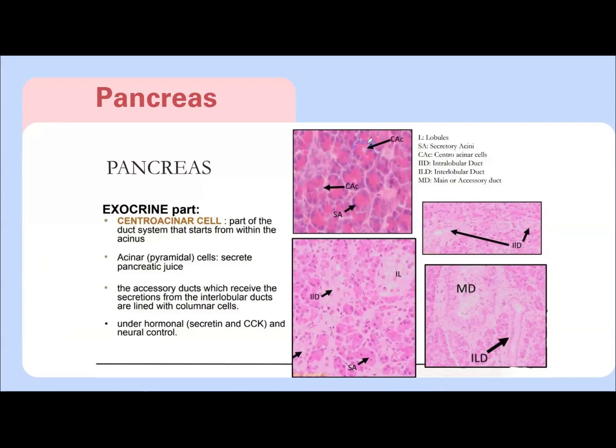What is the name of these cells? They are the secretory acini, SA. Okay, so secretory acini will surround the pink matter, which will surround the white area, which is the centroacinar cell. Okay, that's how you know you're in the exocrine gland. Now, how do you know you're in the pancreas? You will have islets of Langerhans. That is the main differentiation for you to know that you're in the pancreas. Acinar or pyramidal cells secrete pancreatic juice. That's all you need to know, that the acinar cells secrete pancreatic juice.